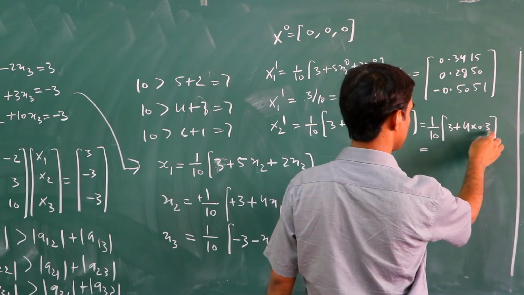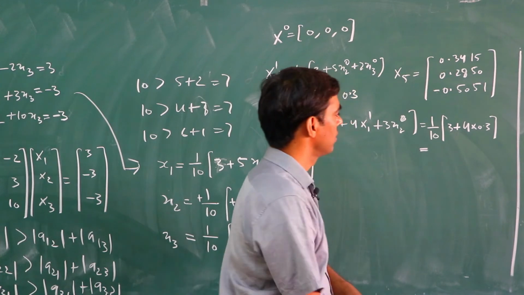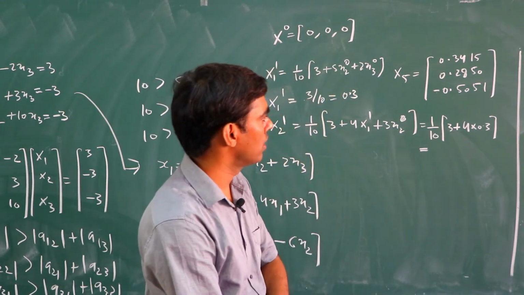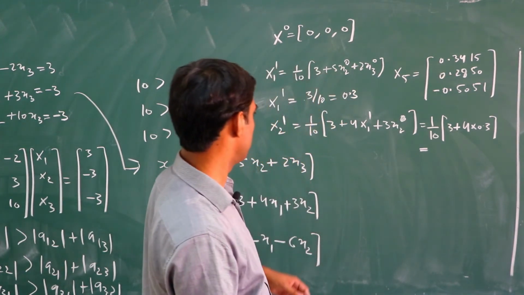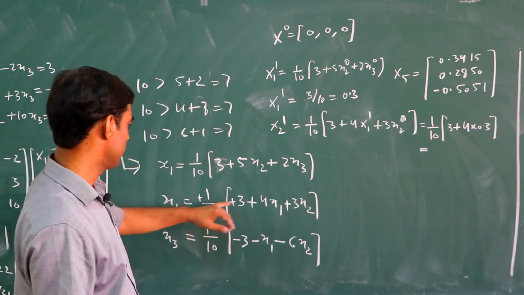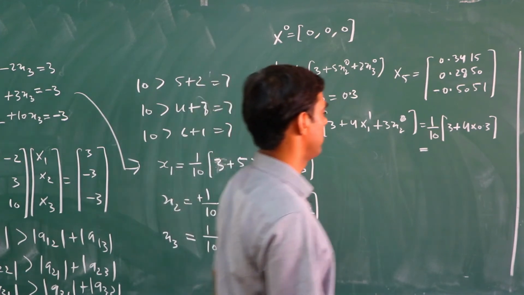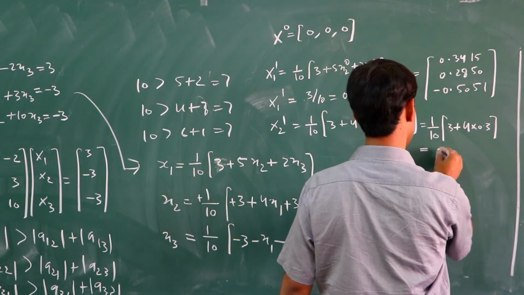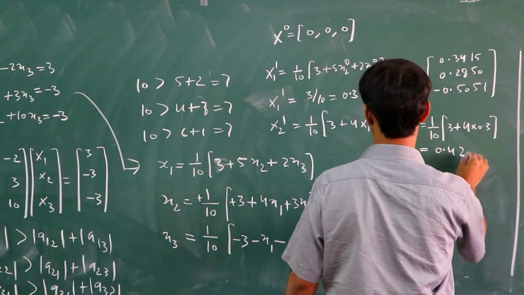3 plus 0.12, this becomes 3 and 1.2, so 3 point, this becomes 0.42.